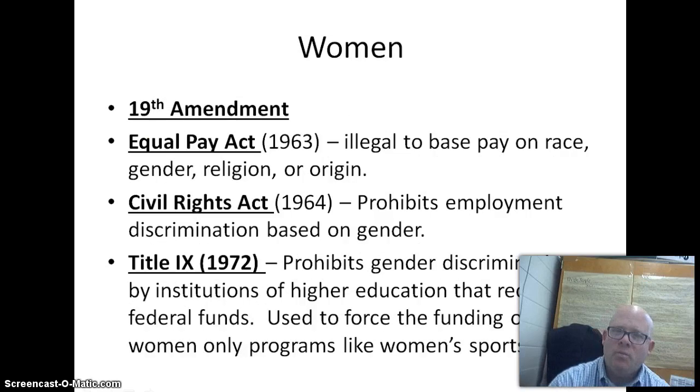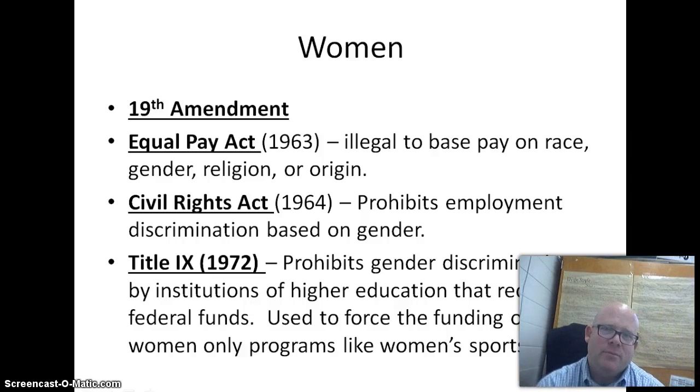All right, we focus on women. The women's civil rights movement really culminates with the 19th Amendment, with their right to vote. That's a big issue that they had been fighting for a very long time, which had been superseded by the abolitionist movement. Women are finally going to get the right to vote. In 1963, we have the Equal Pay Act, which is going to make it illegal to base pay on race, gender, religion, or origin. The Civil Rights Act is also going to help out women because it prohibits employment discrimination.